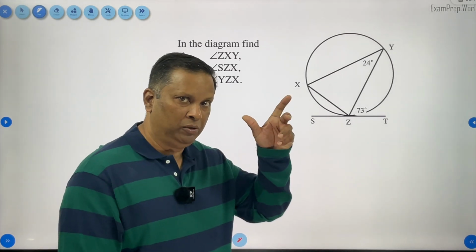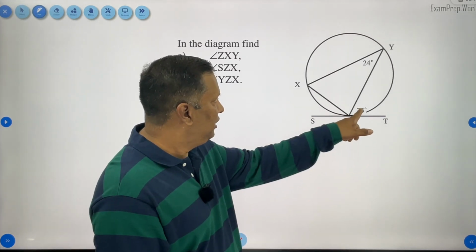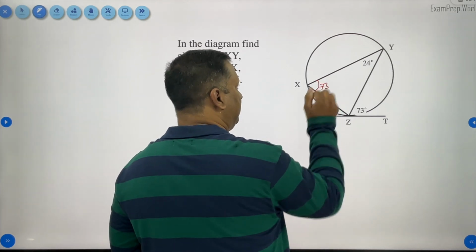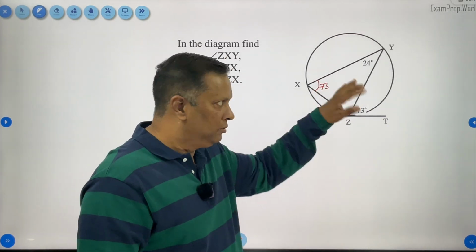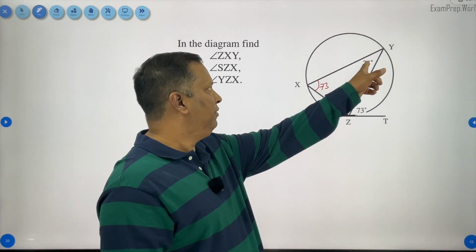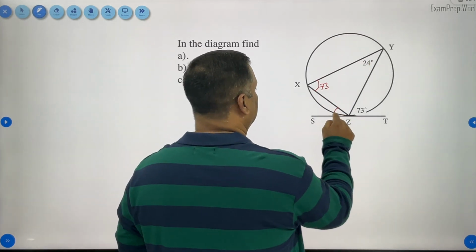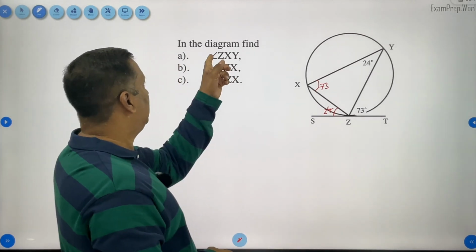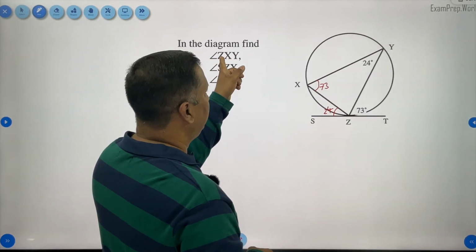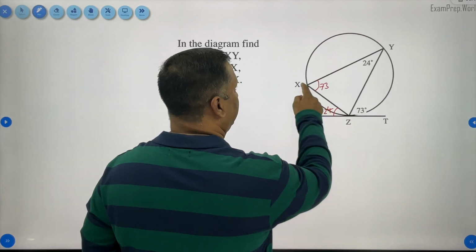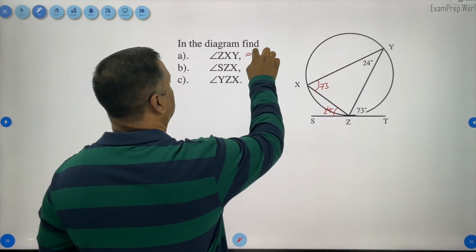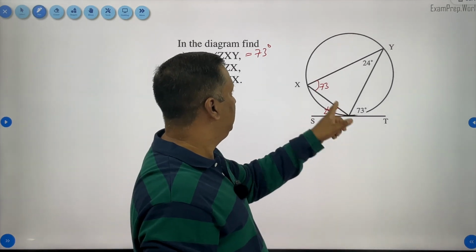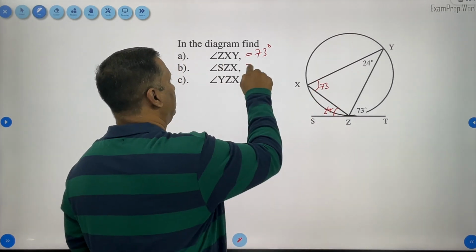Now get the picture which we just saw. If this is 73, this angle also has to be 73, alternate segment, right? And if this is 24, this also has to be 24, right? Now they are asking x, ZXY, ZXY done 73, right? SZX, SZX also we did, which is also 24.